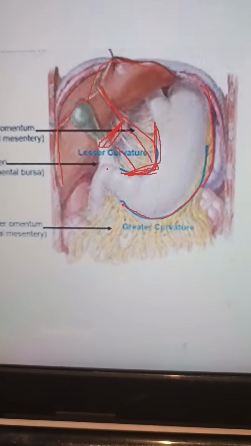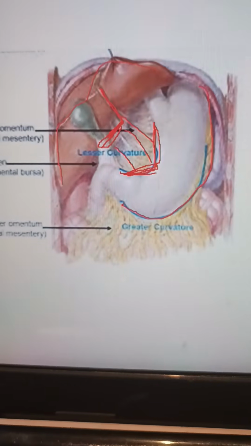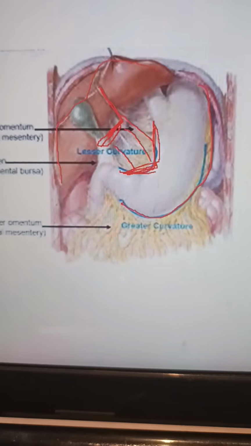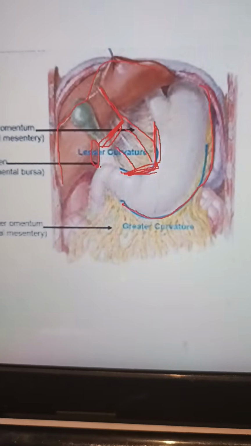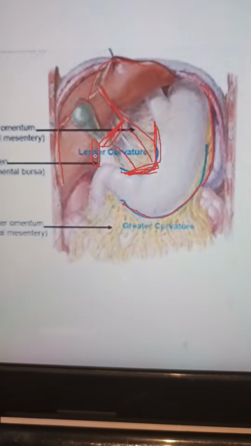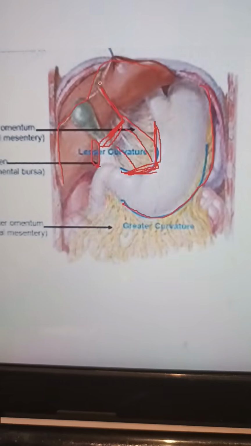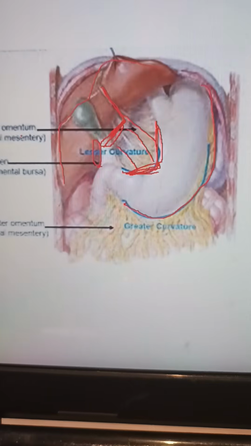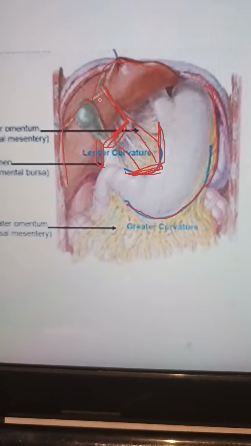and L. Inside this, behind the lesser omentum, you have the lesser sac. So that is next L, lesser sac. And here is the opening to the lesser sac. So that is also L. The opening of the lesser sac, lesser curvature, ligamentum venosum, lesser omentum. So all these terminologies as L.